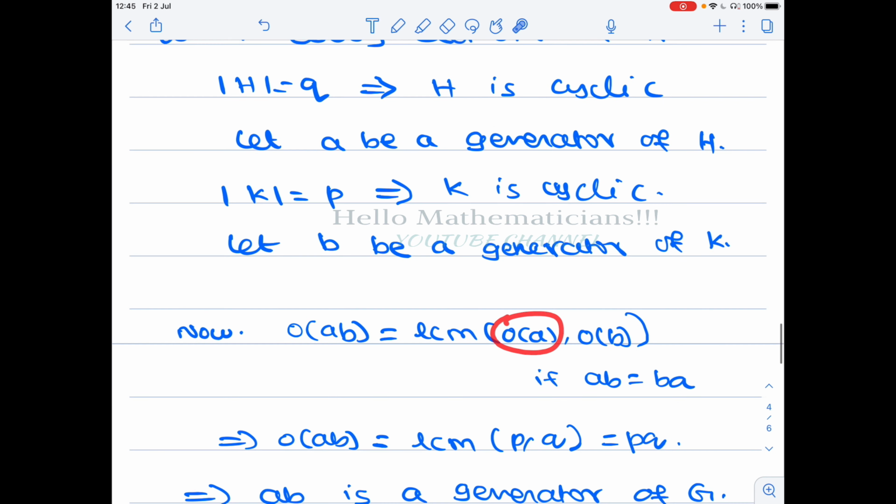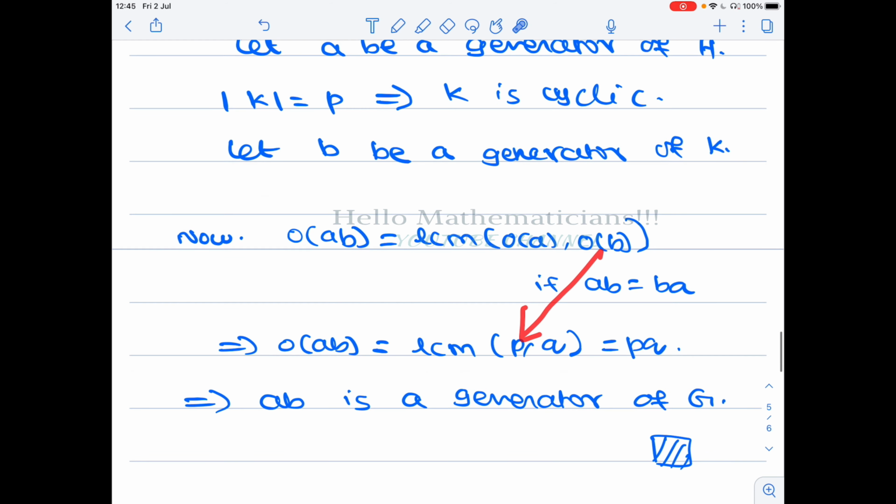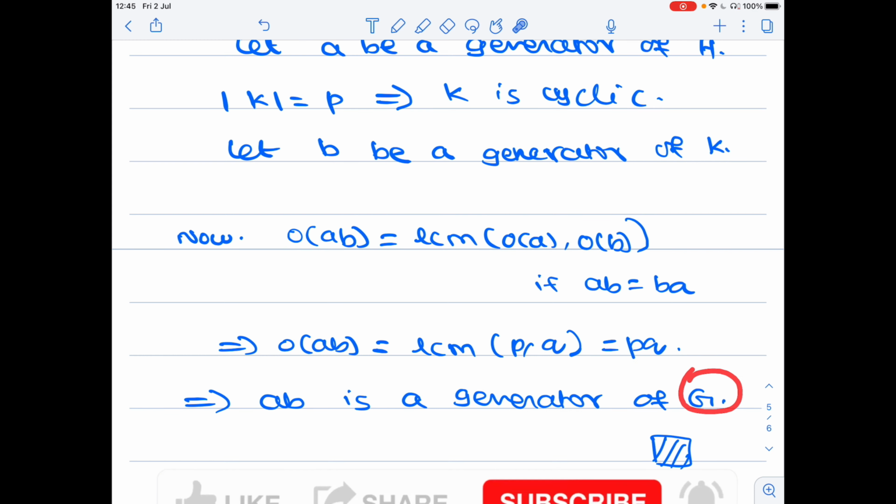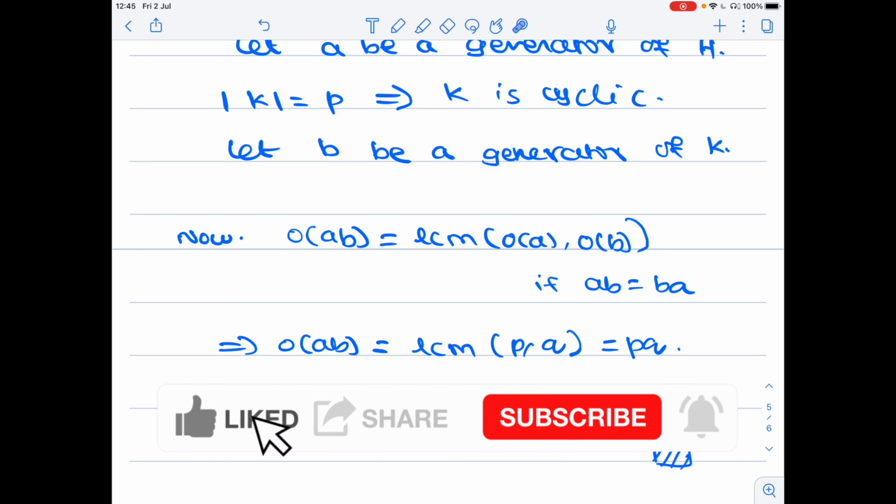The order of a is q. I think I have written it the wrong way, but it is fine. The order of a is q, the order of b is p. The LCM of p and q will be pq. So what we get is an element ab whose order is pq. ab is an element of G whose order is pq, but G itself is a group of order pq. Therefore, we conclude that G is a cyclic group.